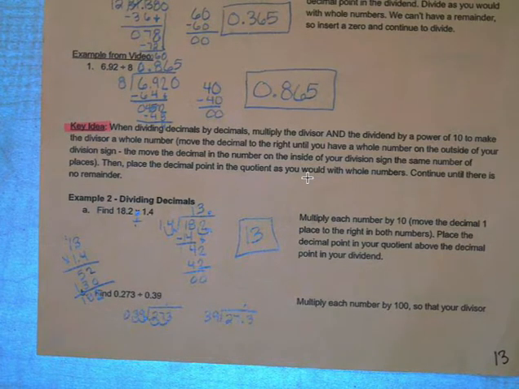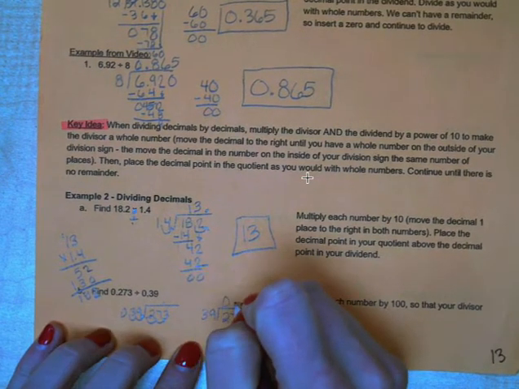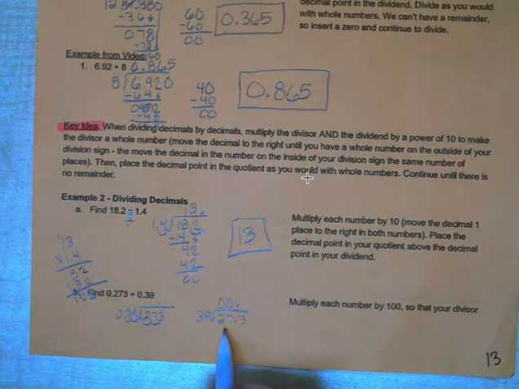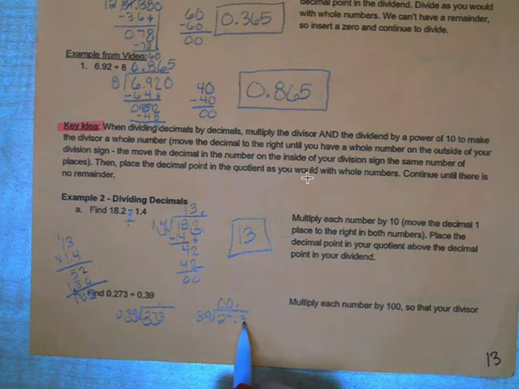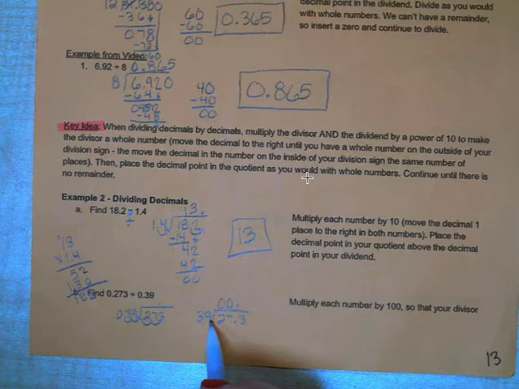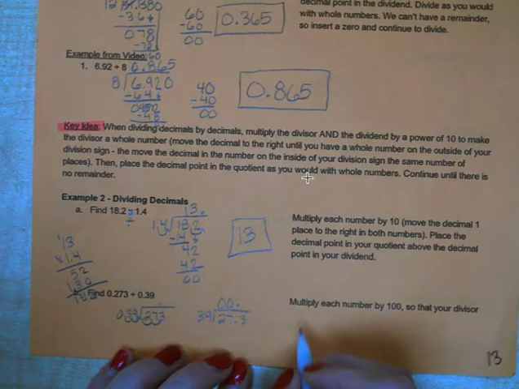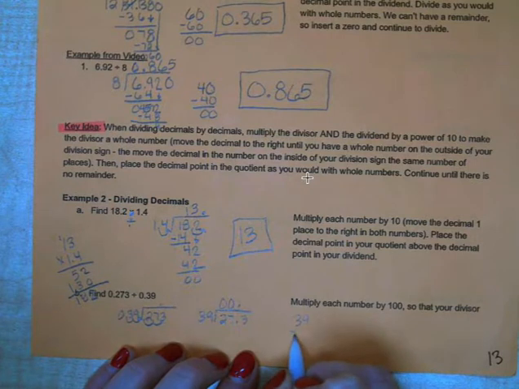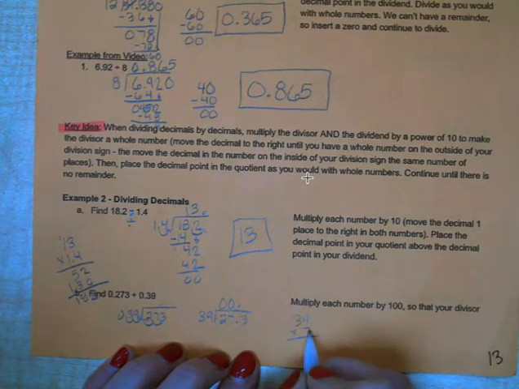And 39 does not go into 2, and it does not go into 27. So we have to figure out how many times it goes into 273. This is where estimating comes into play. So if we estimate 273 to 280, and then 39 to 40, we know that 40 would go into 280 7 times. So let's try 39 times 7 and see how close that gets us.